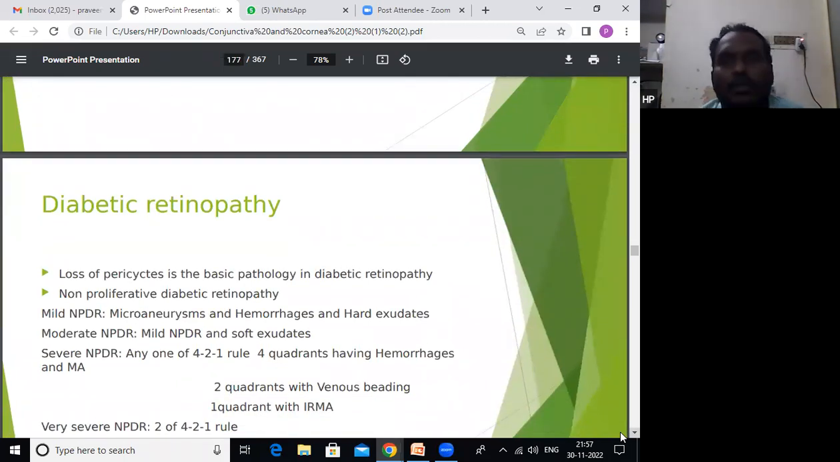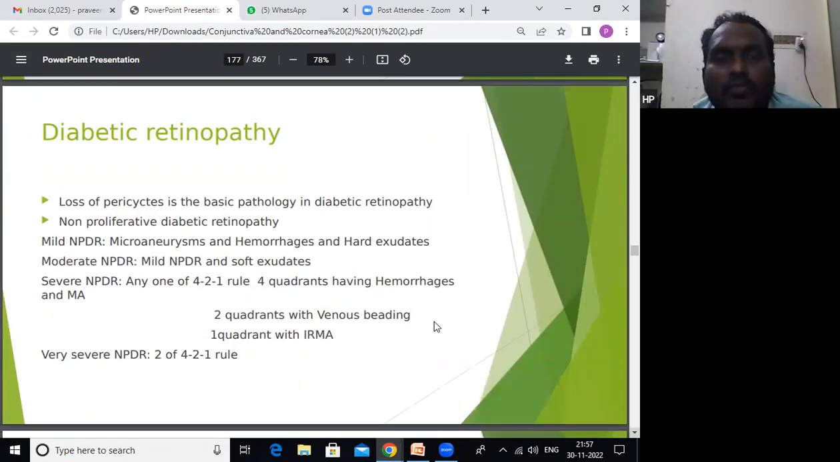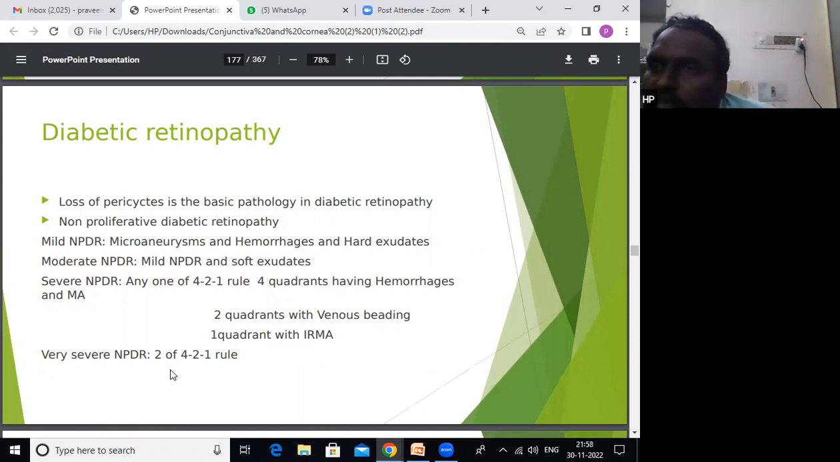Okay. So next you have to know the 4-2-1 rule in severe NPDR. 4 quadrants having hemorrhages and microaneurysms, 2 quadrants with venous beading, and 1 quadrant with IRMA. If you have any one of the following, it's severe NPDR. If you have 2 of the following, it's very severe NPDR. That is the 4-2-1 rule: 4 quadrants having this, 2 quadrants having this, 1 quadrant having that. That can be just a question like that.